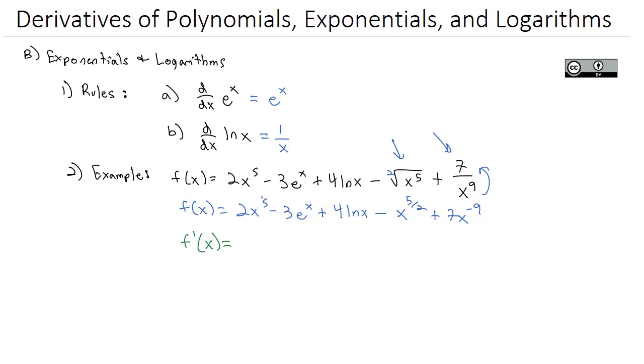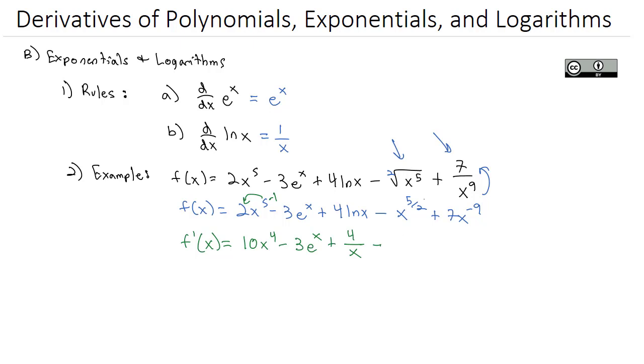When we've got x to a power, we bring the exponent out and subtract 1. So 2 times 5 is 10, x to the 4th. Minus 3 times e to the x is its own derivative, e to the x. Plus 4 times the natural log of x puts you over x when taking the derivative.